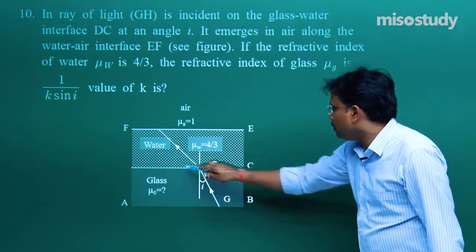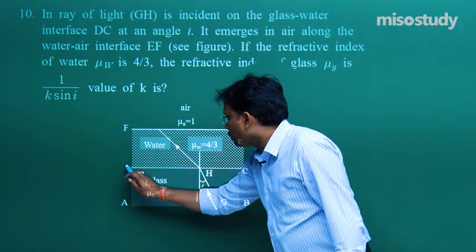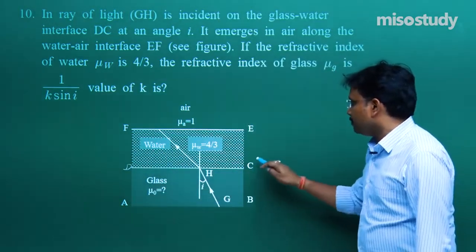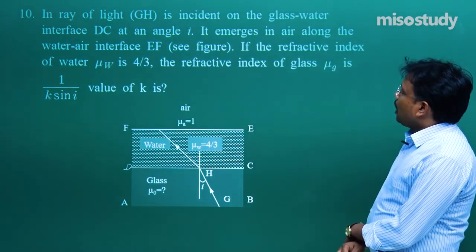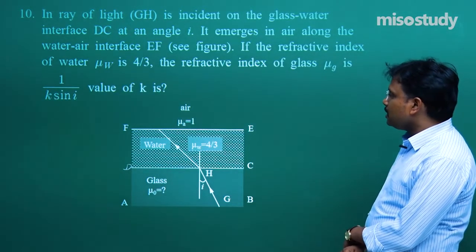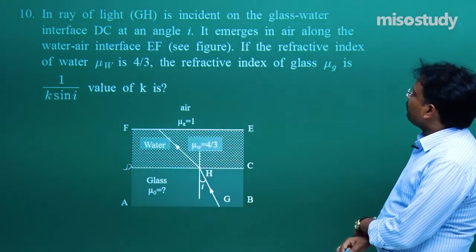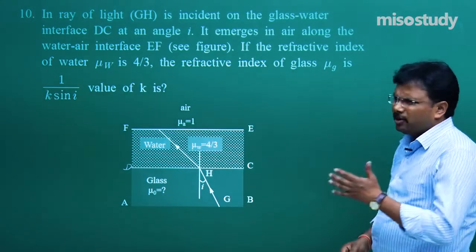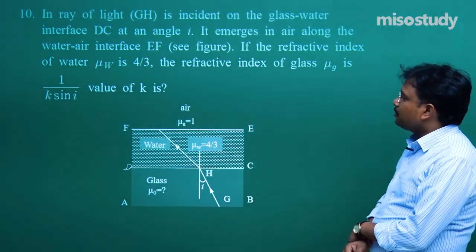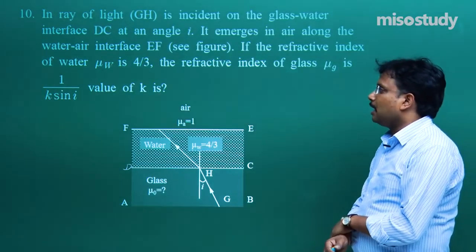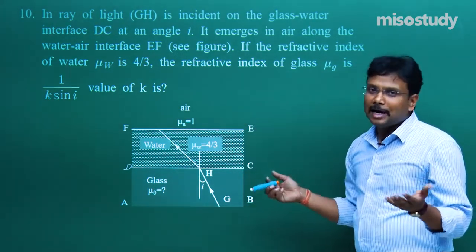So CD is the boundary of that. Actually the point D is missing over here. It is A, B, C, D, E, F. Fine. It emerges in air along the water air interface EF. Air, water, it comes out here. If the refractive index of water is 4/3, in general 1.33, 4/3, the refractive index of glass is 1/k sin i. What is the value of k? Everything is given, you have to solve and you get the value of k.